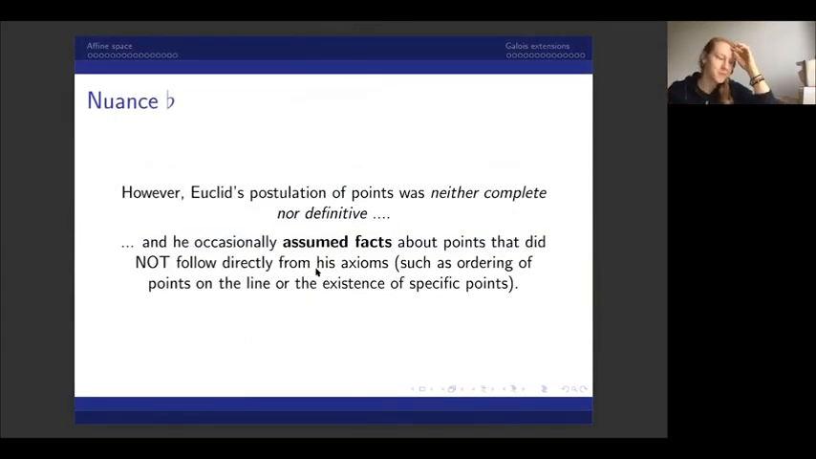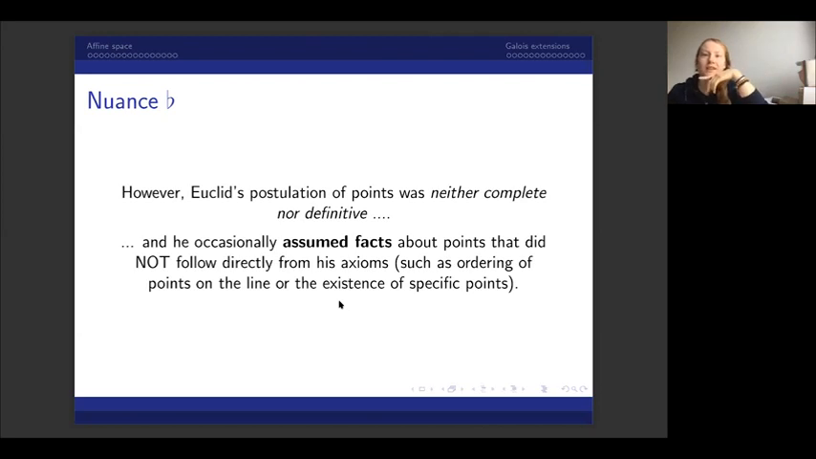And here comes the devil, right? Because Euclid's postulations of points was in fact neither complete nor definitive. So the way he defined a point is not exactly, well, he's cheating. In short, he's cheating a bit. He assumes facts about points that do not directly follow from his axioms, for example, ordering of points on the line or the existence of specific points. So in fact, he needs to cheat to define the notion of points, because it does not really follow directly from the axioms. So this is the nuance.